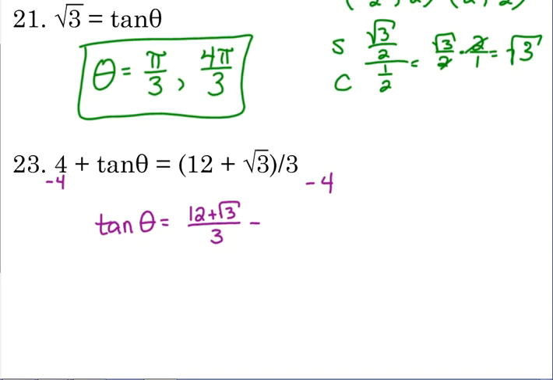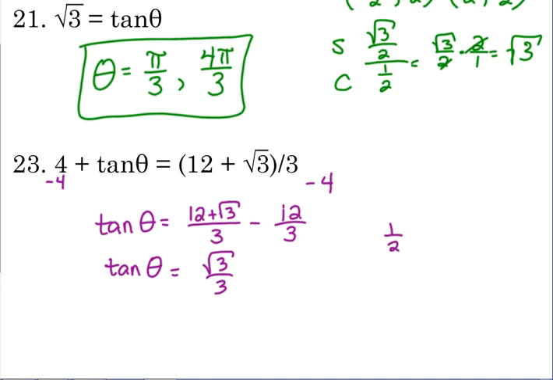So if I'm subtracting 4, but I got to combine it with something that has a denominator of 3, what do I actually need to subtract? 12 over 3. 12 over 3 equals 4. So we have the same denominators. We combine the numerators. Look what happens when we combine the numerators. The 12s cancel. So we want to know where the tangent equals the square root of 3 over 3.